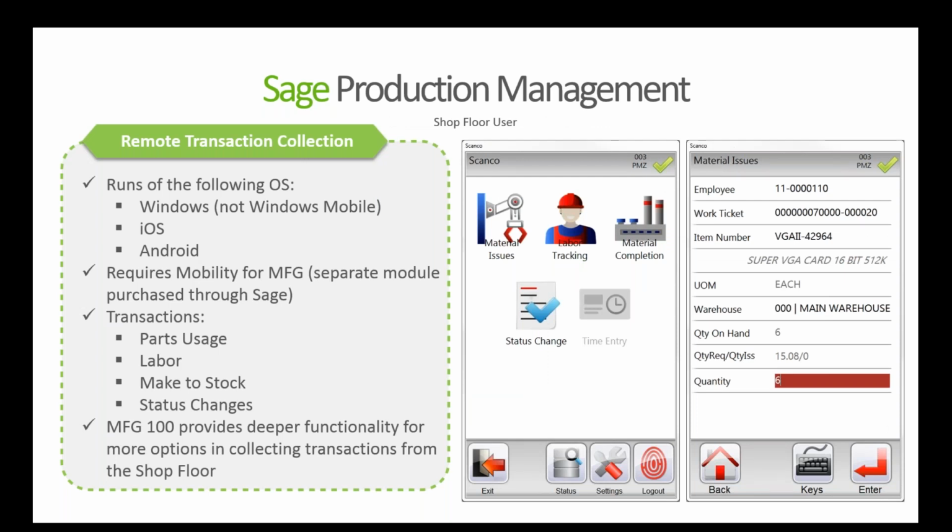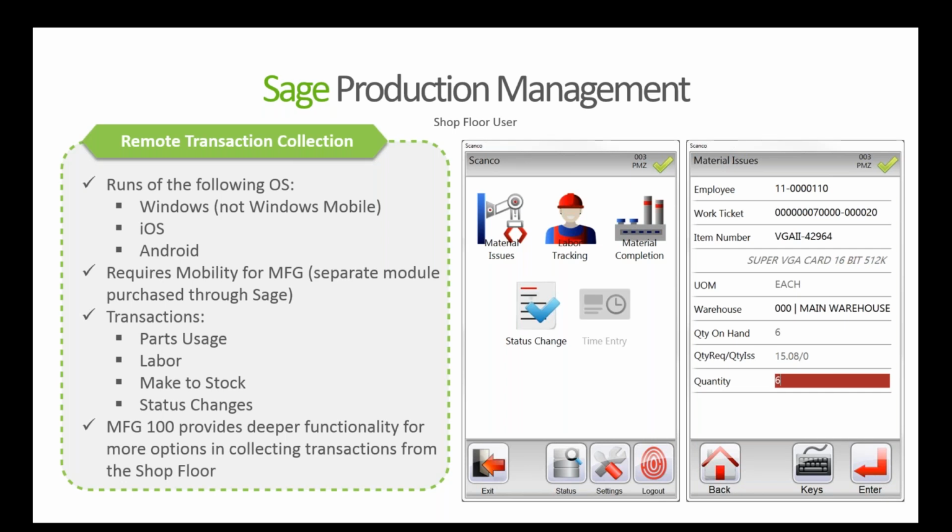Shop floor user is a Scanco application. It is sold on the Sage price sheet, but it is an Apple, Android, or Windows, not Windows Mobile, full-blown Windows application that you can use to collect data for the actual work ticket in production management and have it flow through to production management without any data entry. It does also require the mobility for manufacturing module, which is separately sold on the price sheet. That solution does parts usage, labor, make to stock, status changes.